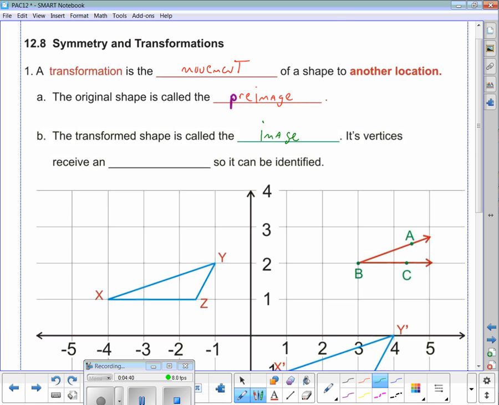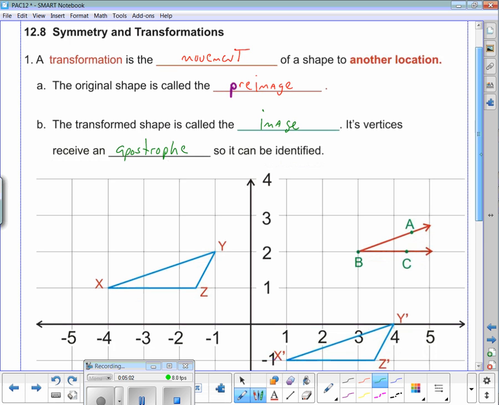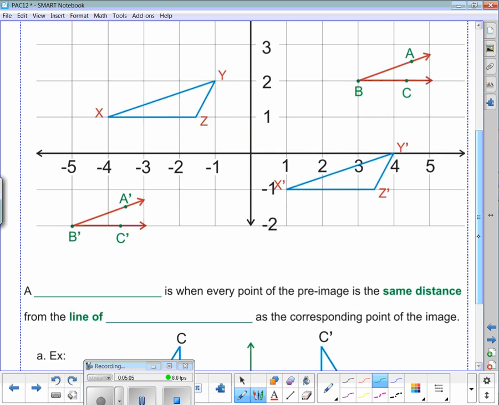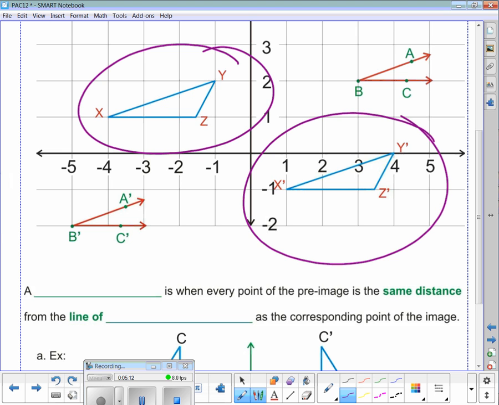How do we designate it? The transformed shape is called the image. Its vertices receive an apostrophe, so it can be identified. The image has the apostrophes. So now go back to your illustration on your sheet there. You don't need to circle them. I'm just trying to focus your attention. Isn't it very clear then which one is the image and which one is the pre-image?